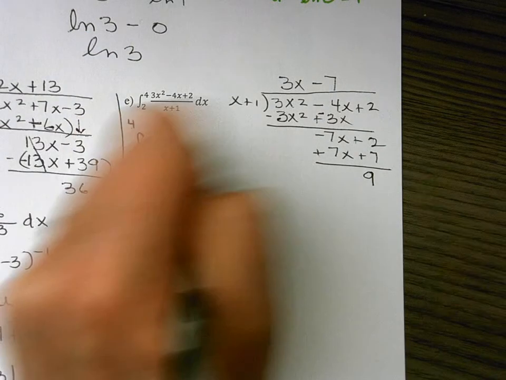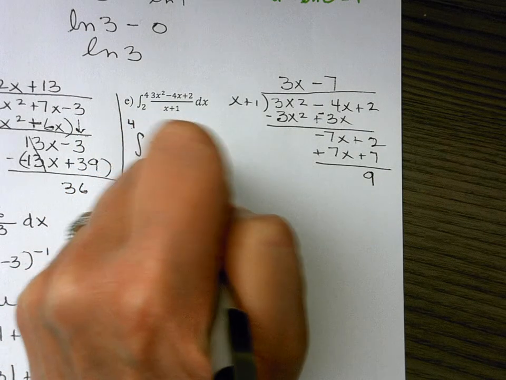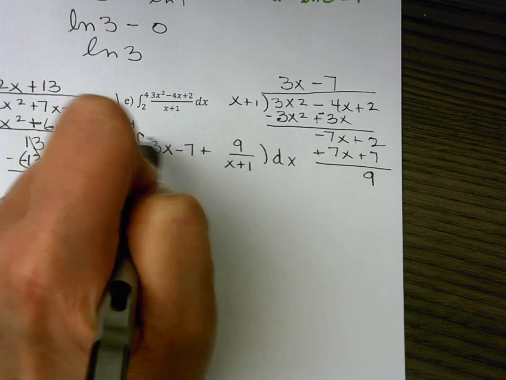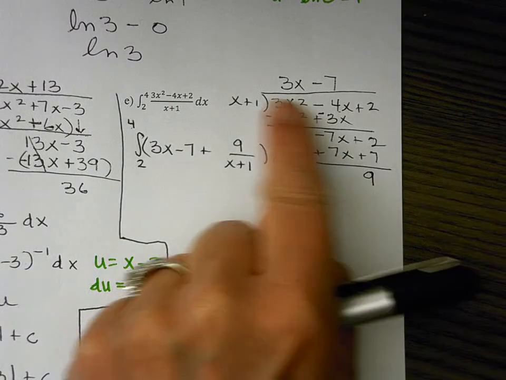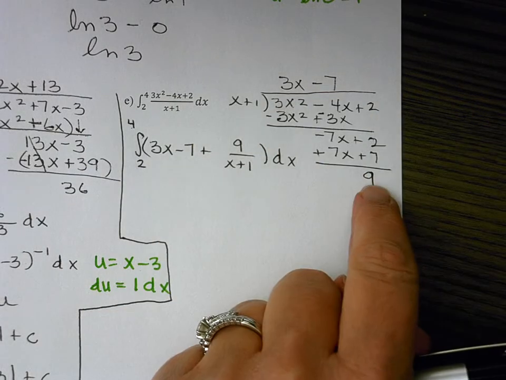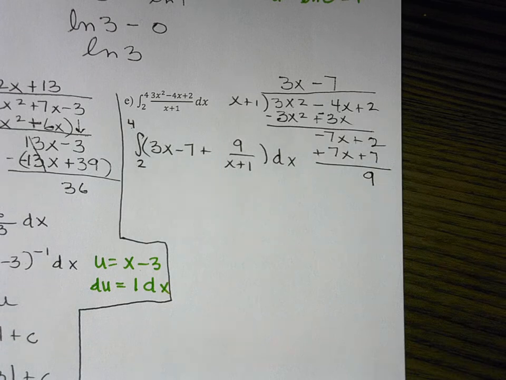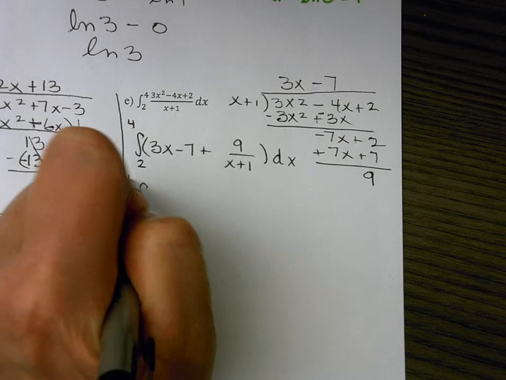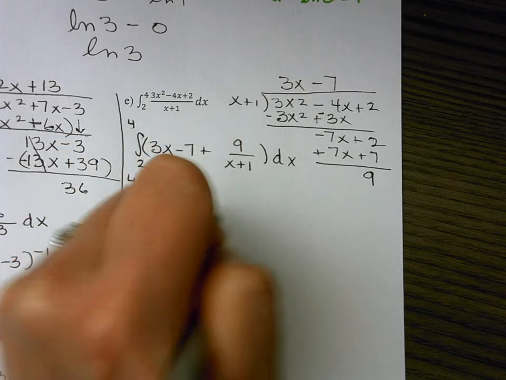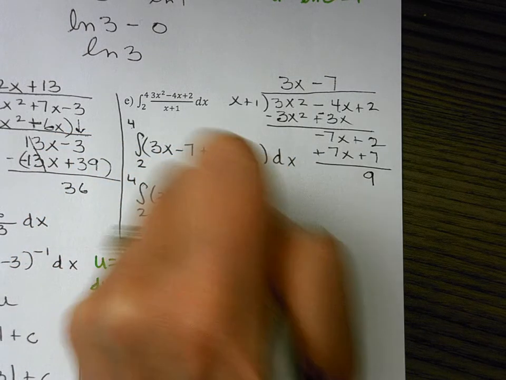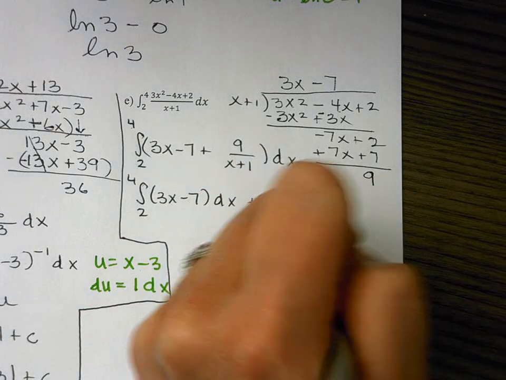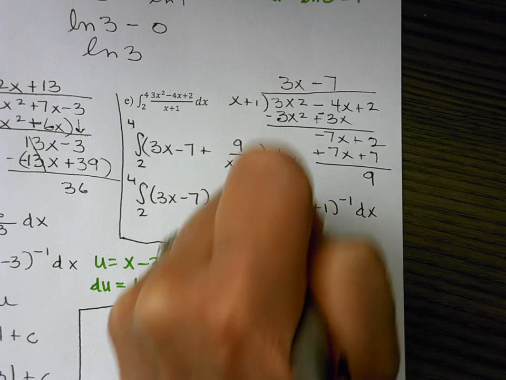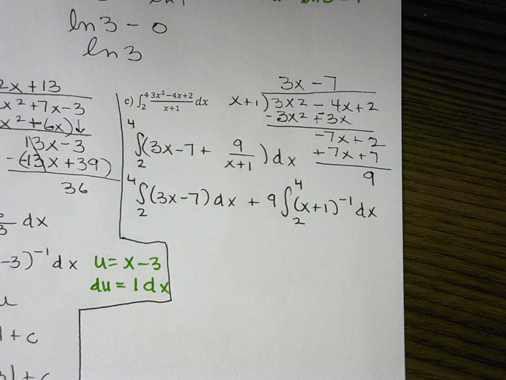So I'm going to have 3x minus 7 plus my remainder over x plus 1. Okay, so, right, so 3x minus 7 plus my remainder 9 divided by x plus 1. And now split up the integrals so that your remainder you're working separately. And then I'm going to go ahead and pull that 9 out and move the x plus 1 up to the top. Okay. And then now I'm going to go ahead and integrate this.